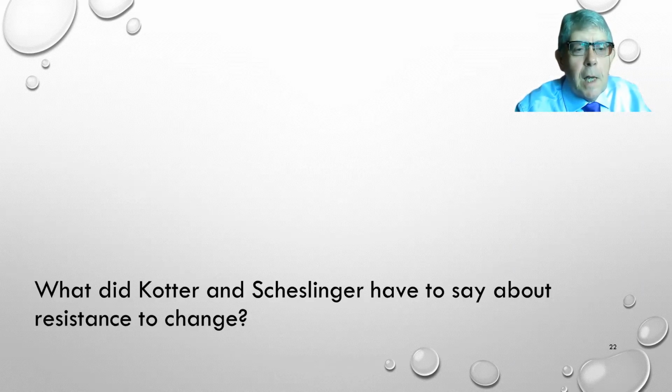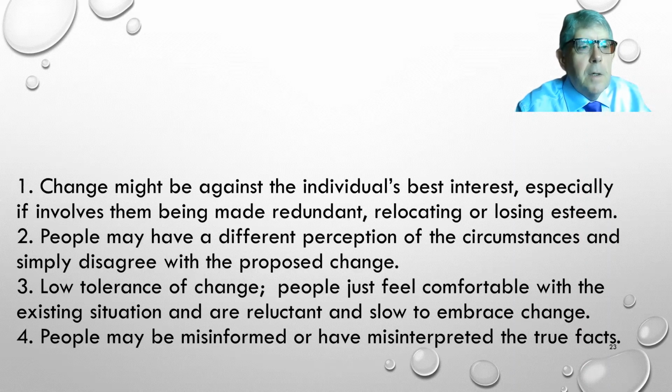What did Kotter and Schlesinger have to say about the resistance to change? Firstly, change might be against the individual's best interest, especially if it involves them being made redundant, relocating or losing esteem. Secondly, people may have a different perception of the circumstances and simply disagree with the proposed change. Thirdly, low tolerance of change. People just feel comfortable with the existing situation and are reluctant and slow to embrace change. Lastly, people may be misinformed or have misinterpreted the true facts.